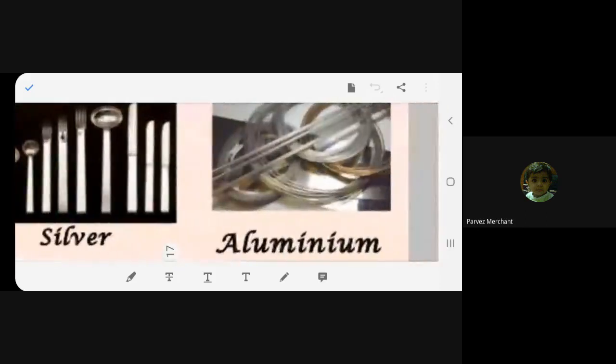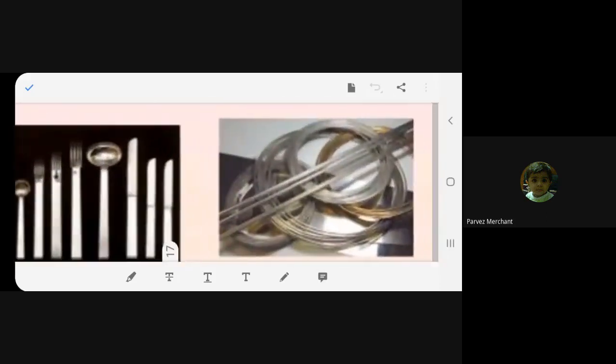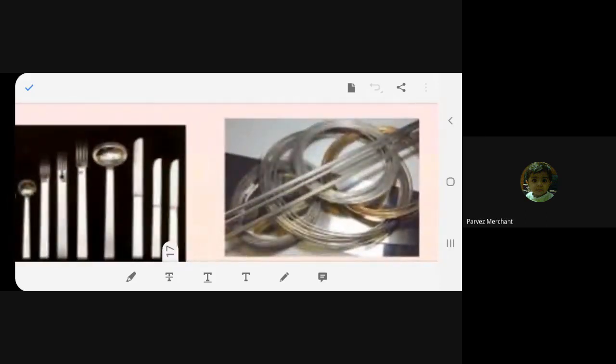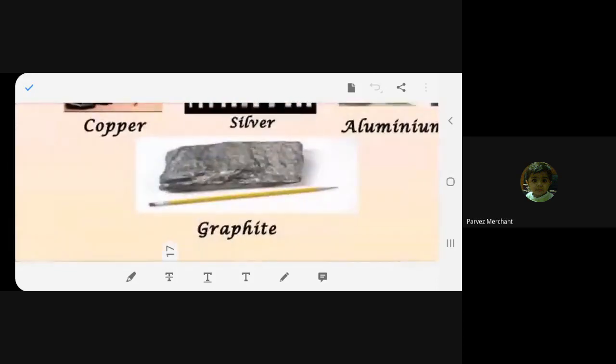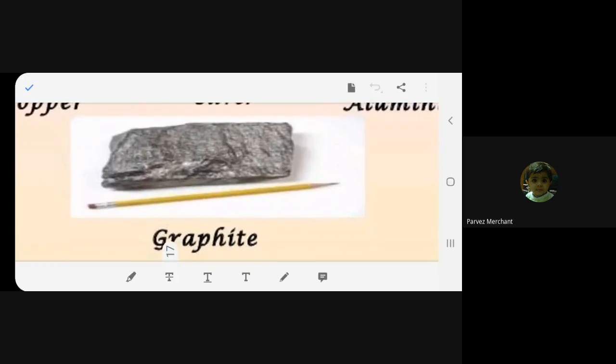Then we have aluminum vessels. Can you see these aluminum vessels? Yes, ma'am. These are the wires. And here is the graphite, the lead that you have in your pencil. Can you see this? Yes, ma'am. This is what you write on paper with.